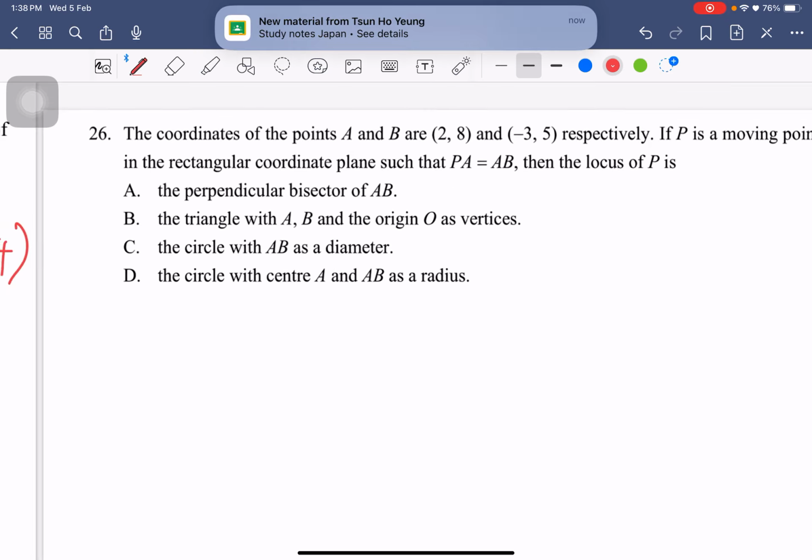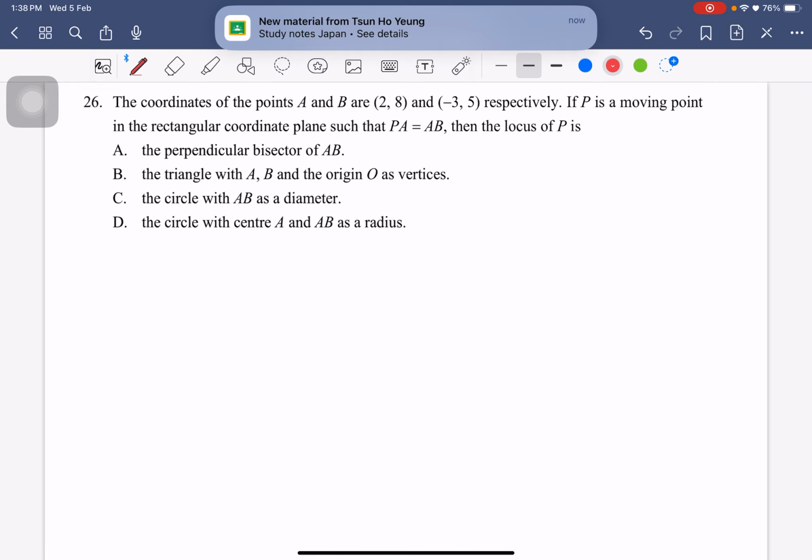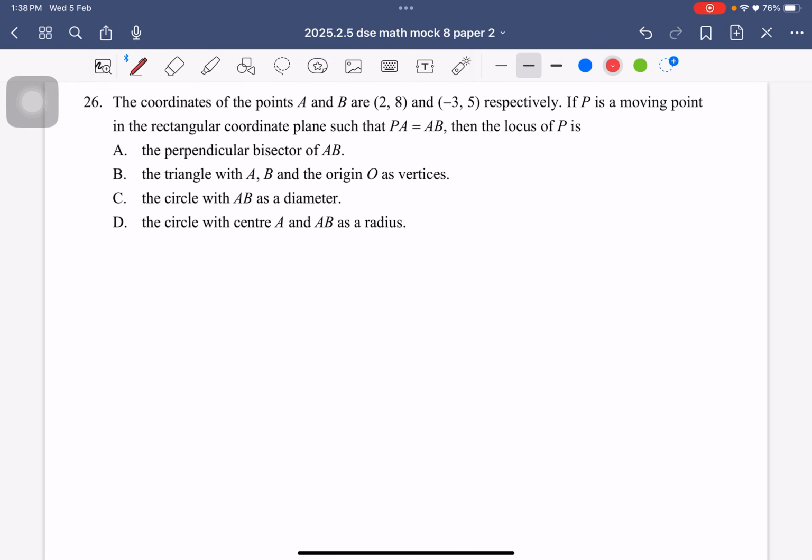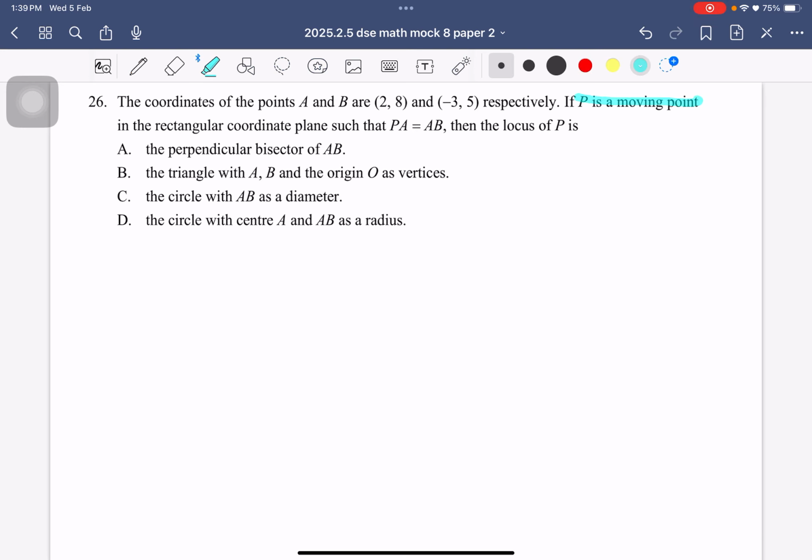Alright, question 26. What is this question asking about? It's asking about locus. This is locus, because you can see from here that P is a moving point. Which types of locus do we have? Can you give me some? The perpendicular bisector. Or we can have the... I forgot again.